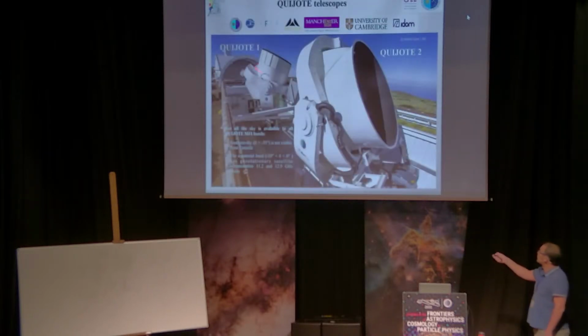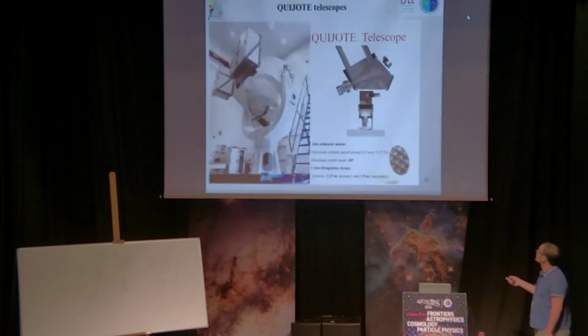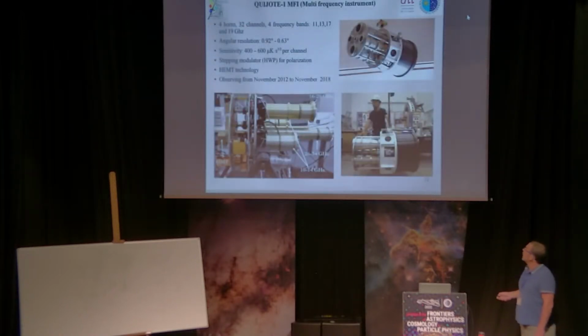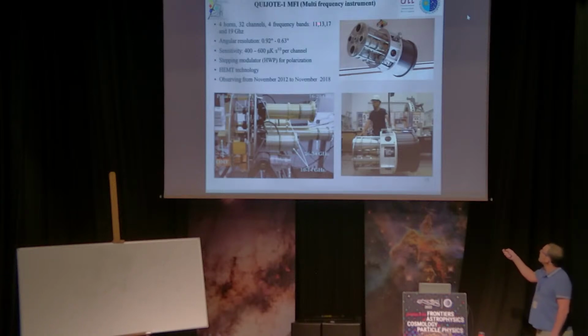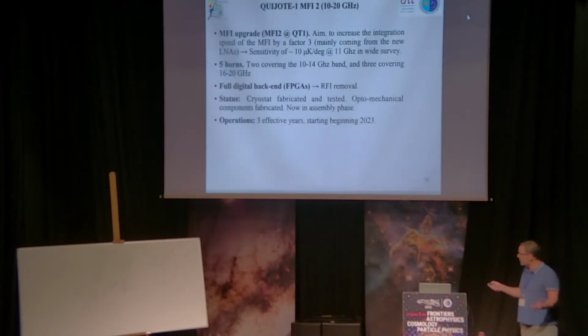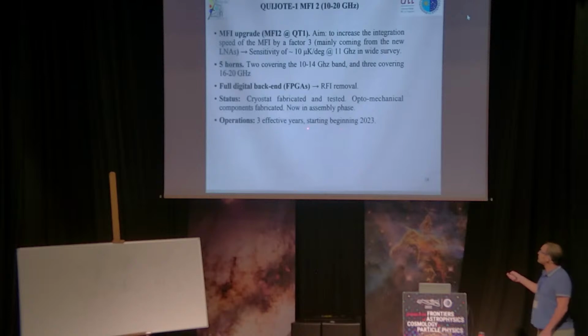This is Quixote. We have Quixote 1 and Quixote 2. I will go very fast here. It has a crossed-Dragone design, with an aperture of 2.25 meters for the primary and 1.9 meters for the secondary. Quixote observes in 4 frequencies with 4 horns. The frequencies are 11, 13, 17, and 19 gigahertz with this angular resolution and this sensitivity. It started to observe in 2012, and it finished in 2018.